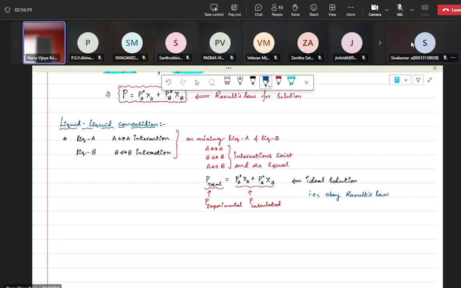One kind is that it obeys Raoult's law. The second possibility is that it does not obey Raoult's law. If it obeys Raoult's law, what is the condition? AA interactions, BB interactions, and AB interactions are the same. If any of the interactions changes, it doesn't obey Raoult's law.